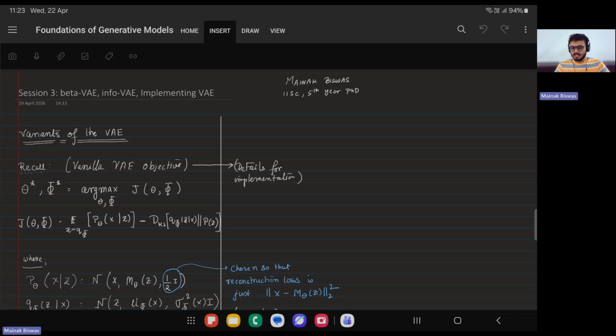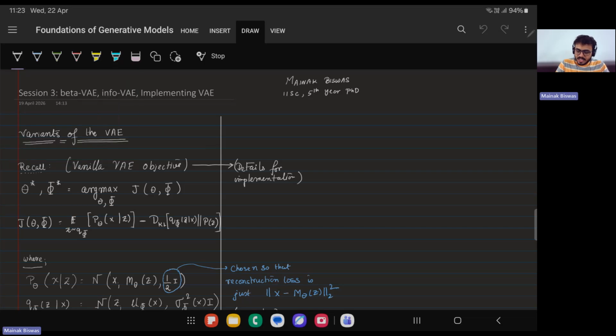Okay, so let us get started. Today we'll be seeing variants of the VAE. In the past few sessions, we have seen what latent variable models are, and we have seen what variational inference is, using a variational distribution to estimate the posterior distribution of the latent variables.